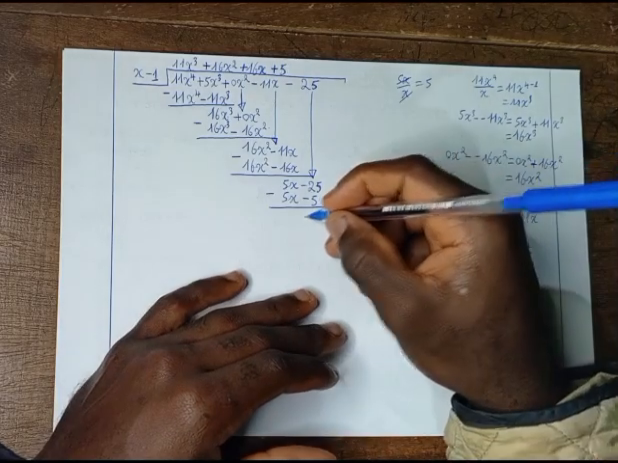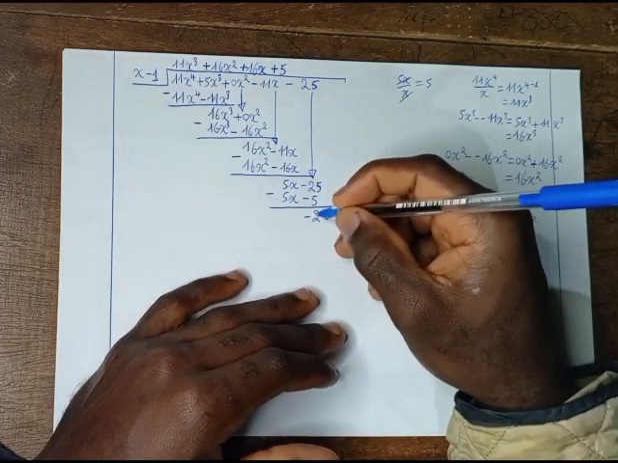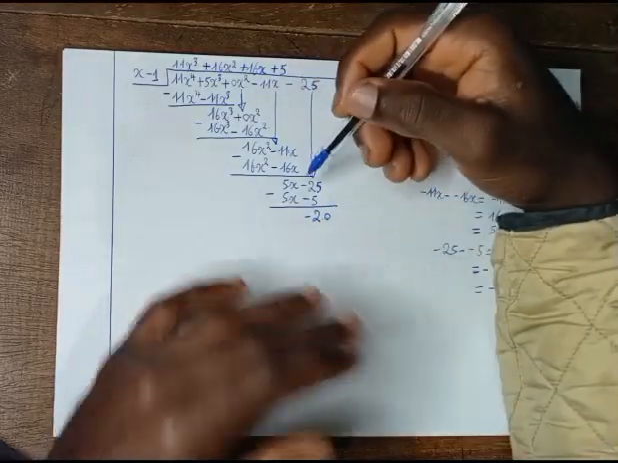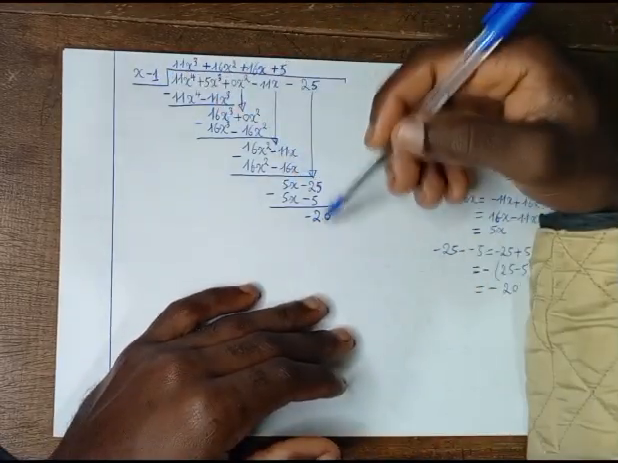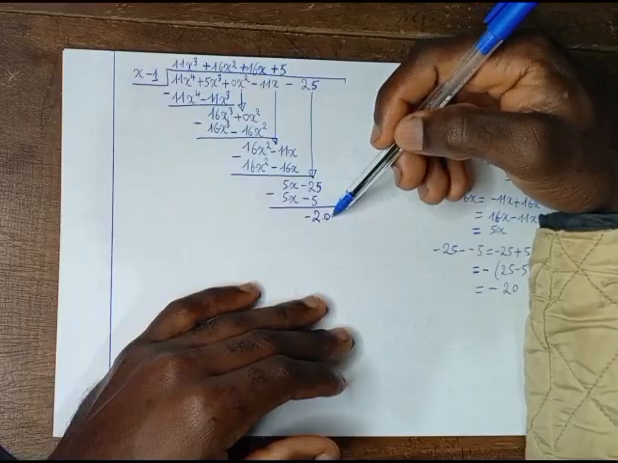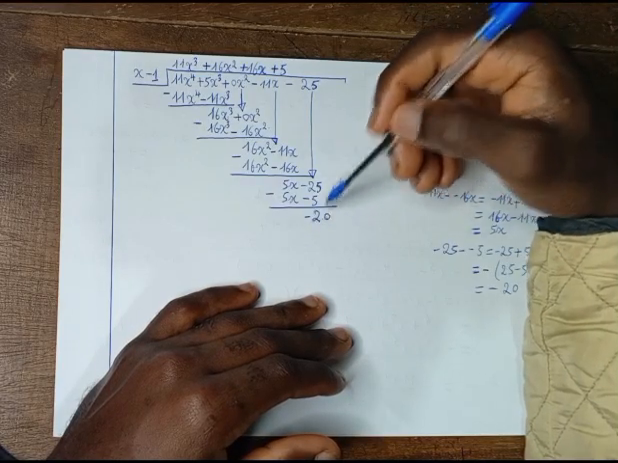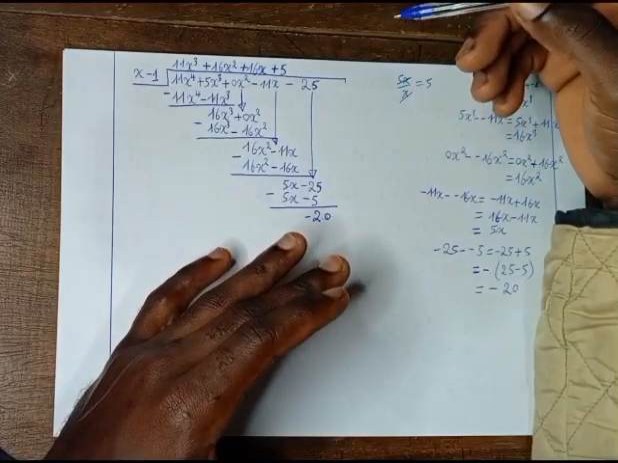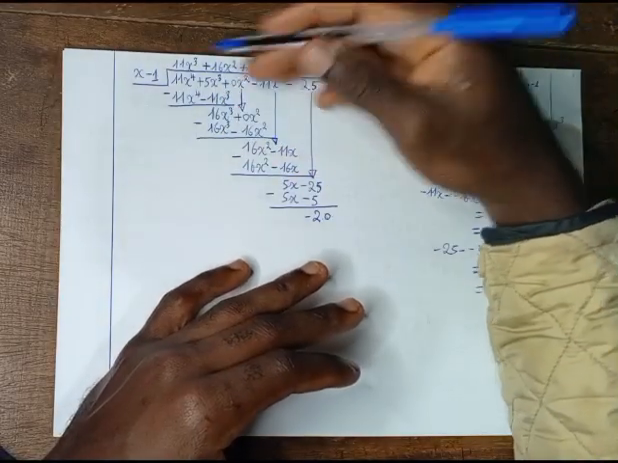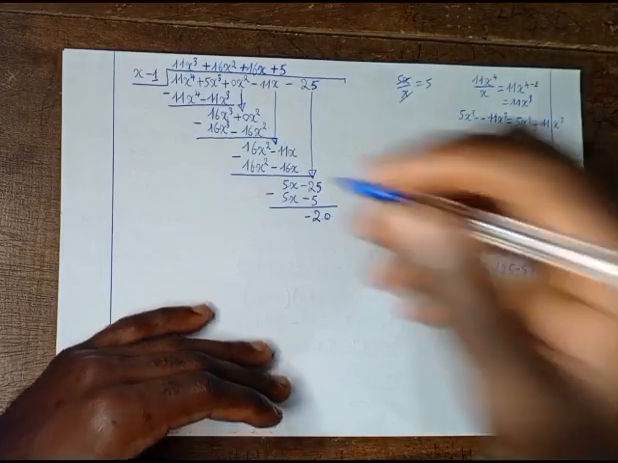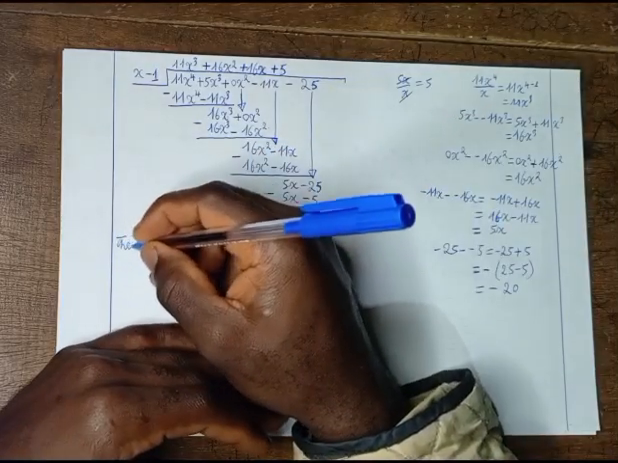The result will be negative, so here we are left with negative 20. And negative 20 here is independent of the variable x. That means we are going to end our division at this level. This negative 20 will simply be our remainder after performing this division. Therefore, we are going to conclude now.